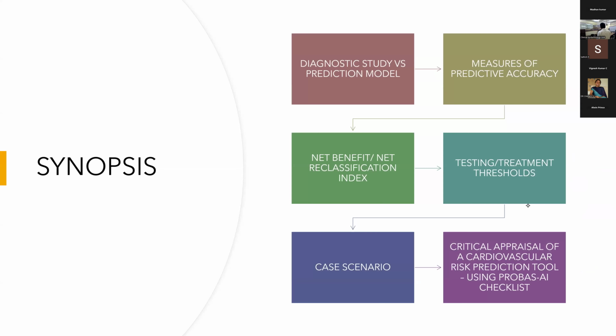In the beginning, I'll briefly discuss what a diagnostic study is and how it is different from a prediction model, what the measures of predictive accuracy we have at present are, and in detail about net benefit and net reclassification index. We'll also be learning about a new concept called the testing and treatment thresholds. Following this, we'll be looking into a case scenario, and we'll try to answer it by critically appraising a cardiovascular risk prediction tool using the PROBAST AI checklist.